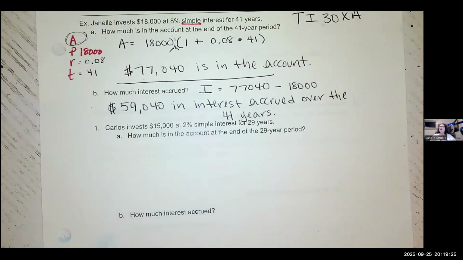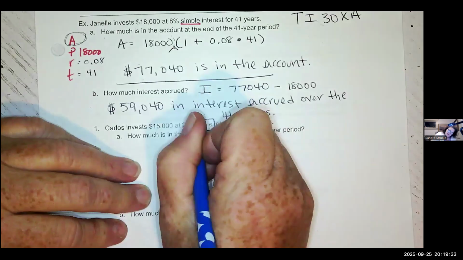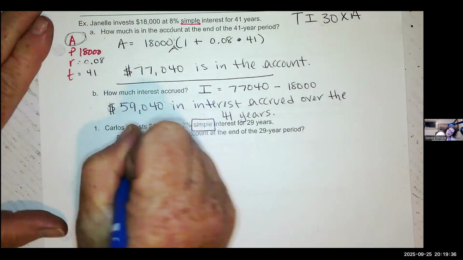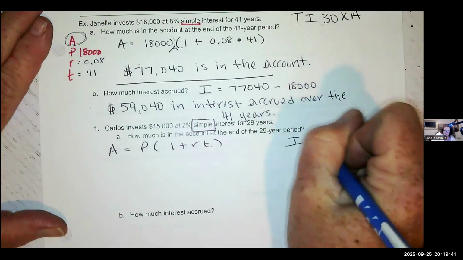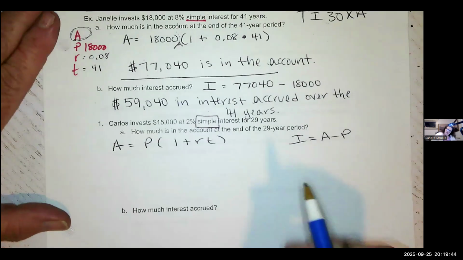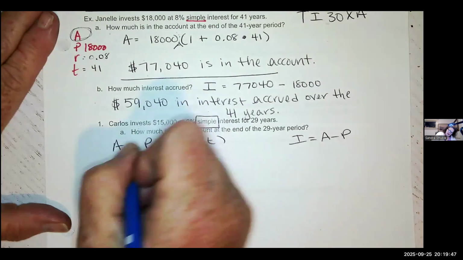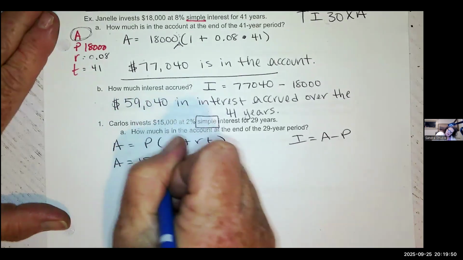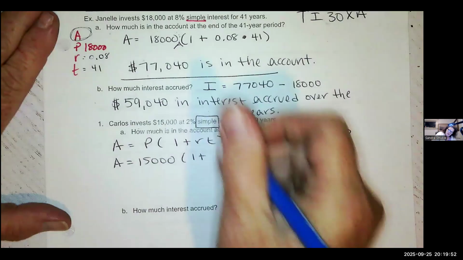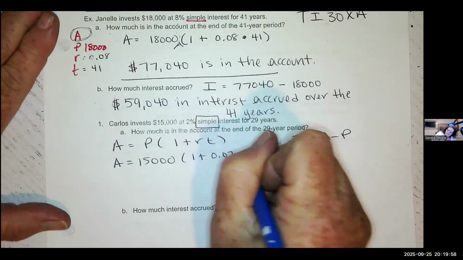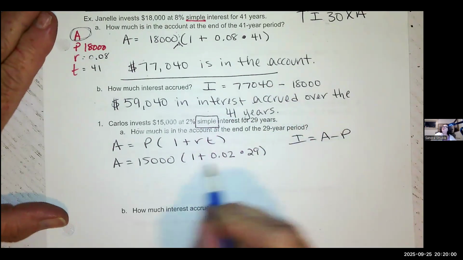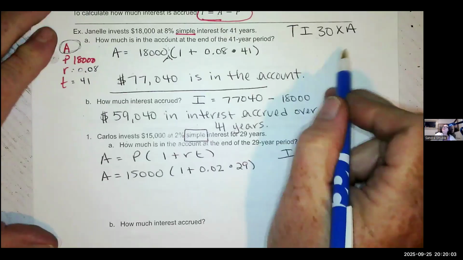Carlos invests $15,000. That's his P, his initial investment, at 2% simple interest. Because it's simple, I'm using A equals P(1 plus RT), and I equals A minus P. He's investing 15,000, and his rate is 2 divided by 100, which is 0.02, times 29 years. Put it in directly like this, unless you're using an XA.